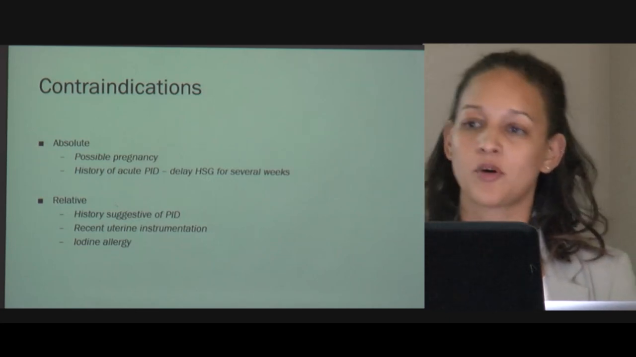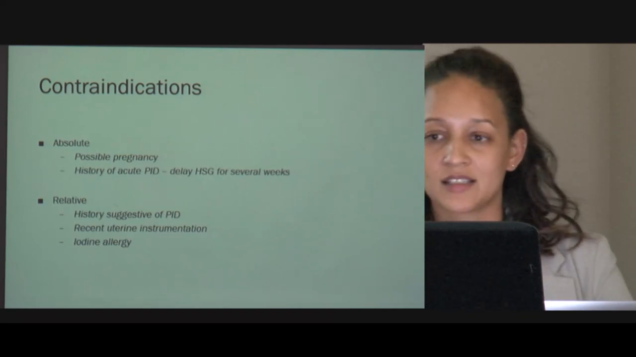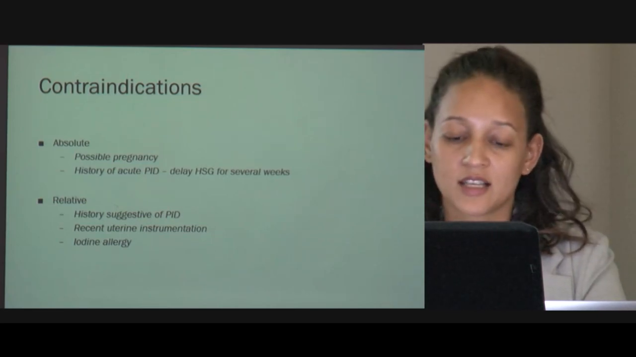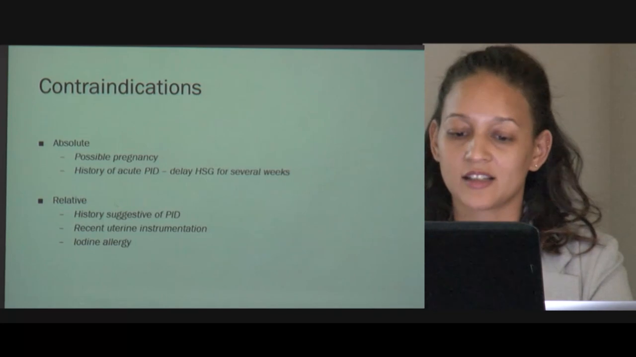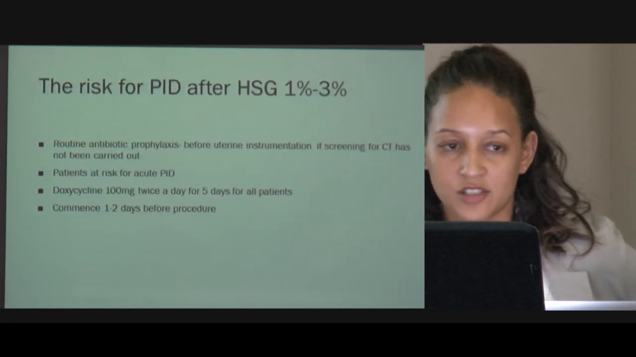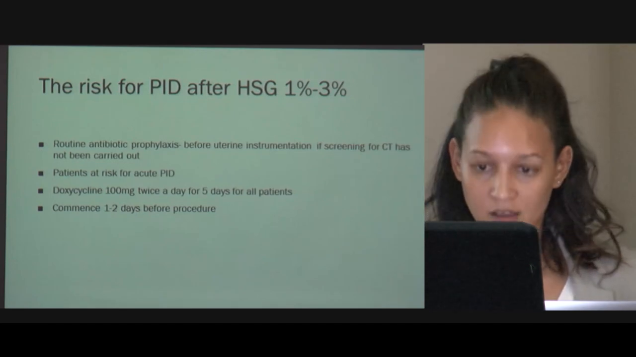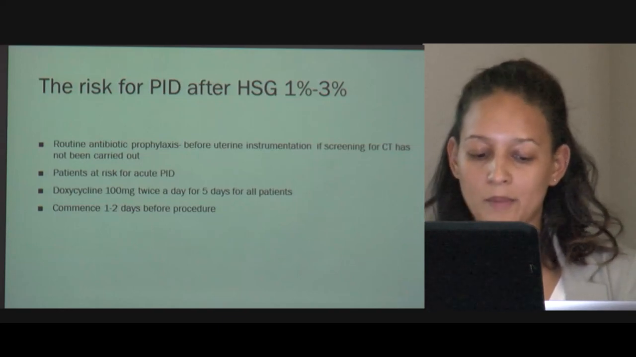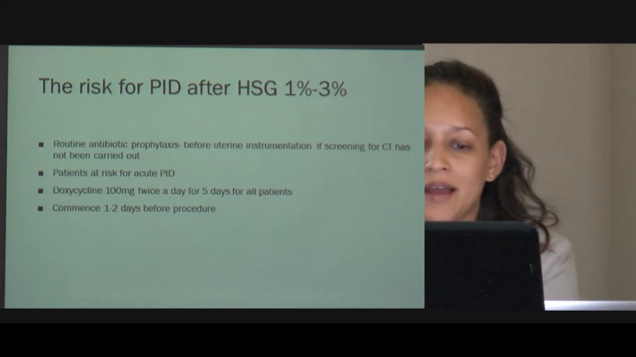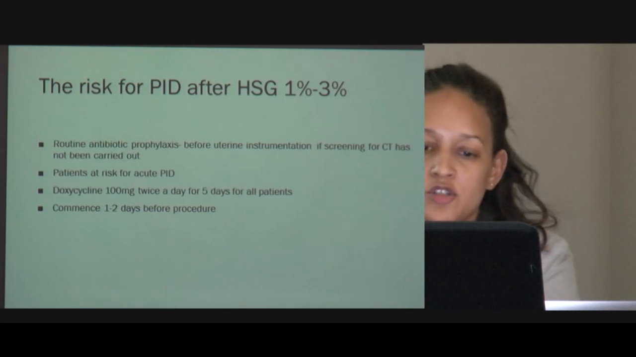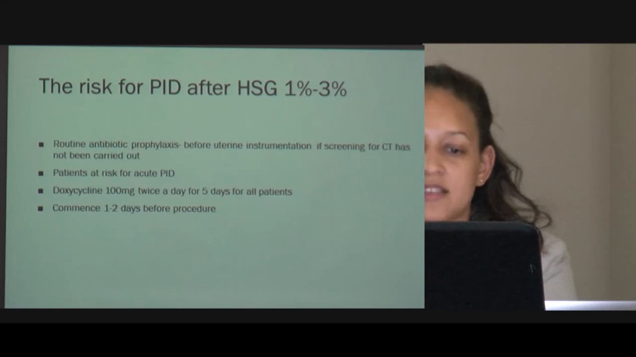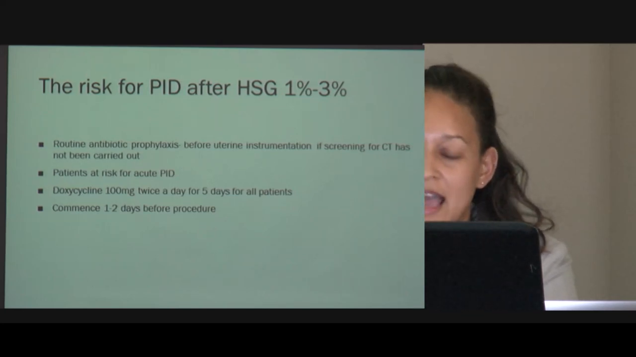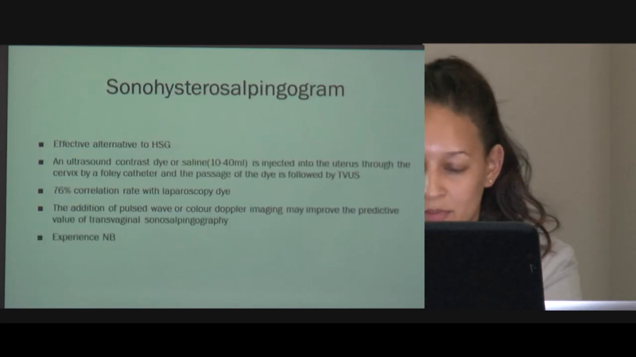Contraindications, we've discussed it: possible pregnancy, history of acute PID. You should delay HSG for several weeks. Relatively, if there's a history suggestive of PID, recent uterine instrumentation, and iodine allergy. The risk for PID after HSG is on average about 1.4% of women, and for that matter, all patients undergoing HSG should be covered with prophylactic antibiotics. It should be doxycycline, mainly to cover for chlamydia and trichomonas, and it should be commenced 1 to 2 days before the procedure.